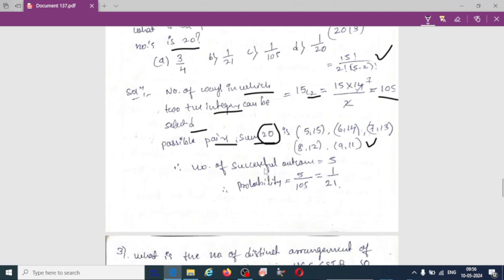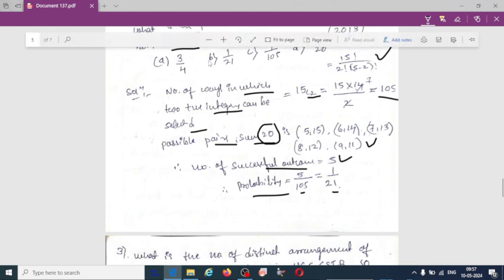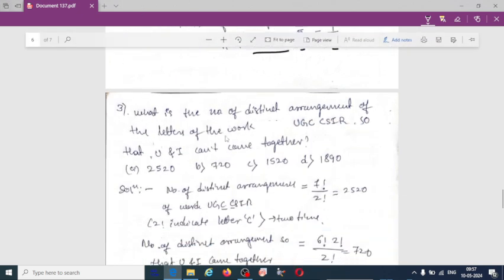So the number of successful outcomes, how many? 5. So probability is what? Successful outcomes to the total number of outcomes. So 5 divided by how many we have selected? 2 pairs. So 5 divided by 105, that is 1 by 21. So this is the correct answer. So option B is correct.